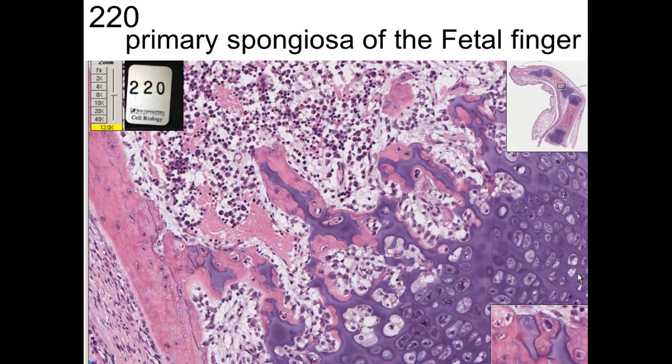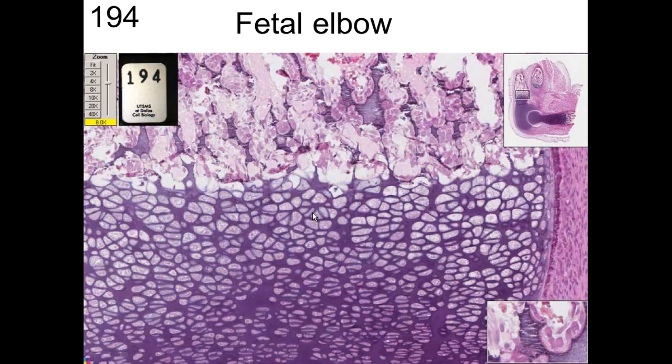Here we see the fetal finger. We look in this area right in through there, we see the cartilage and these spicules of bone. These are primary spongiosa because they still have a cartilage core. So they were all cartilage at one time, but the cartilage is being replaced by bone.